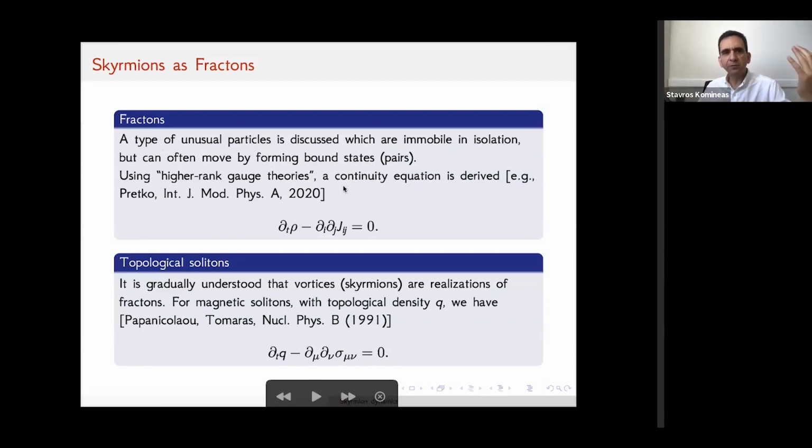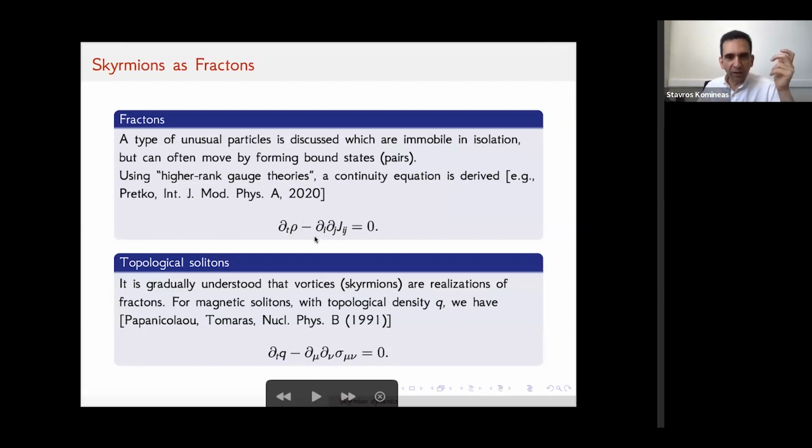They have found that their description comes up in higher rank gauge theories. We are not getting into the details, but the basic relation that they derive there is a continuity equation, which is, for example, given in this paper, and it has this form. So you have a density, a mass density, so the time derivative of the density minus the space derivative of some flux. But here you have a space derivative of something. That is the special thing about these fractons. That is what you see in the papers.